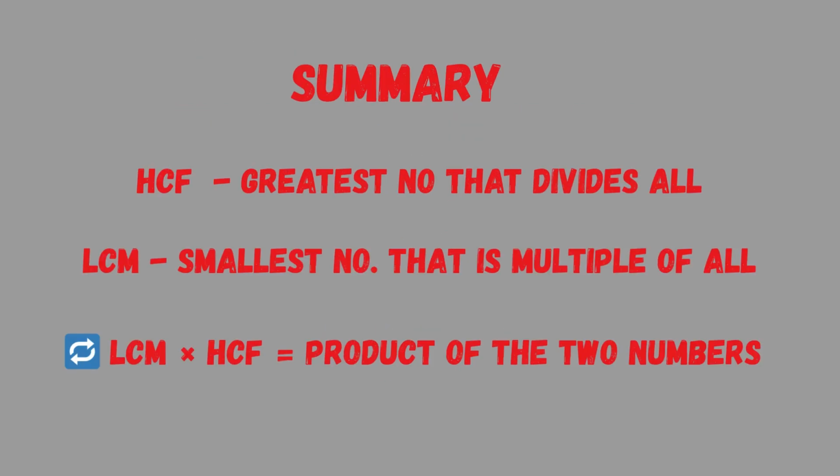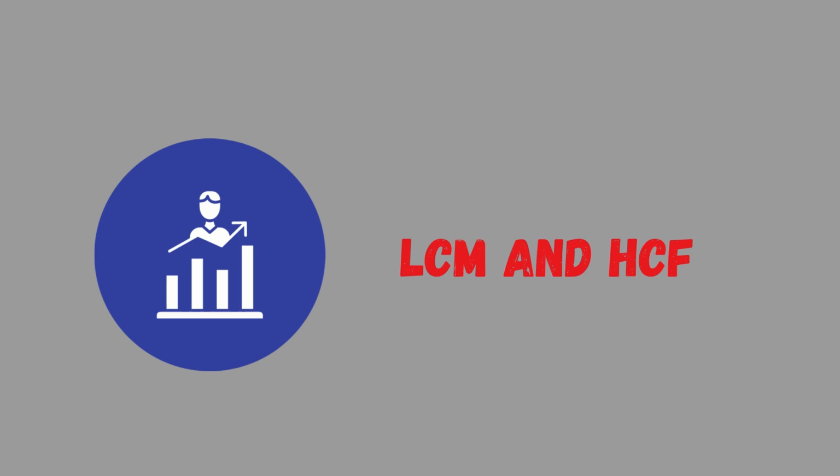Now let's summarize everything. First of all, the very basic term, that is HCF, highest common factor, the greatest number that divides all. Second term, LCM, least common multiple. It means the smallest number that is a multiple of all. Now third, our bonus formula, LCM into HCF is equal to the product of two numbers. And that's all you need to know to master LCM and HCF with confidence.